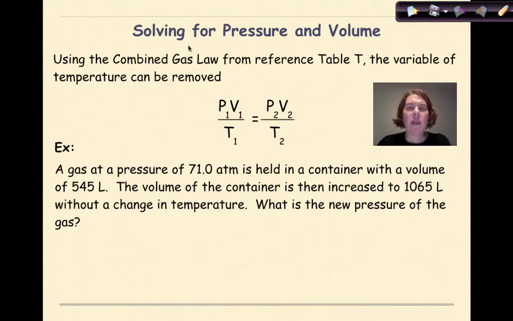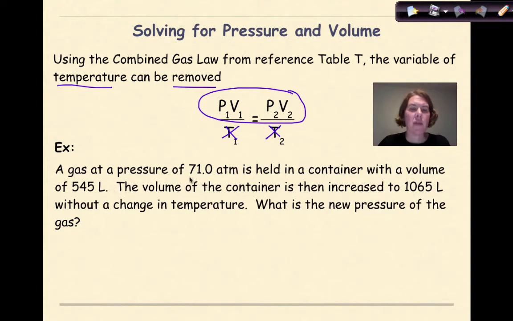So now let's talk about solving for pressure and volume. Using the combined gas law from reference table T, the variable of temperature can be removed. And if we remove that variable, like temperature 1 and temperature 2, we see this inverse relationship that we're going to focus on right here, where we have a P1 and a V1, which is our initial pressure and our initial volume, and a P2 and a V2, which is our final pressure and our final volume. So let's do a practice problem.